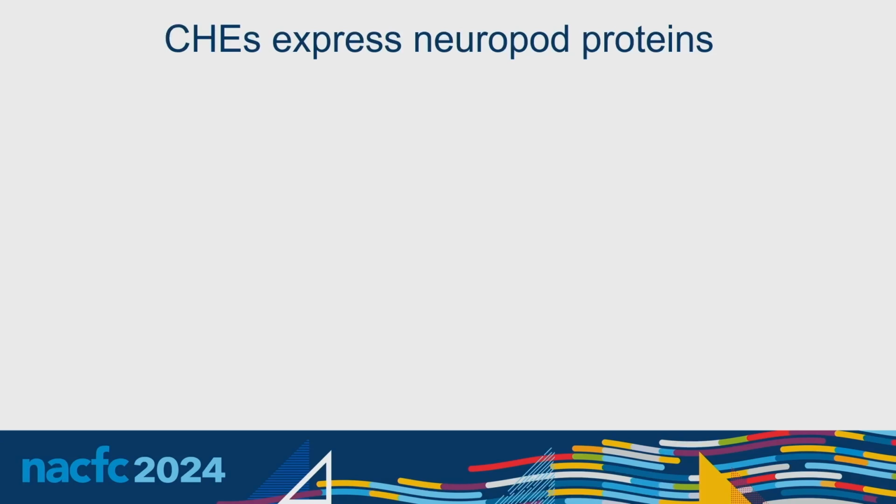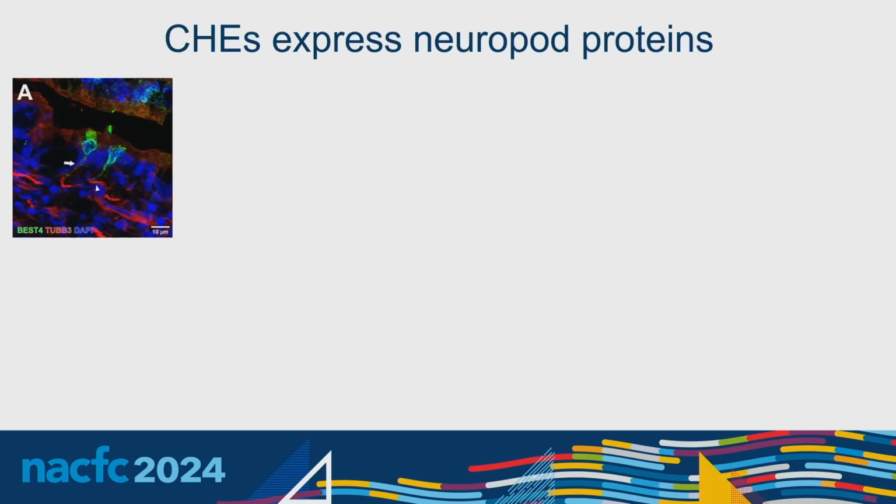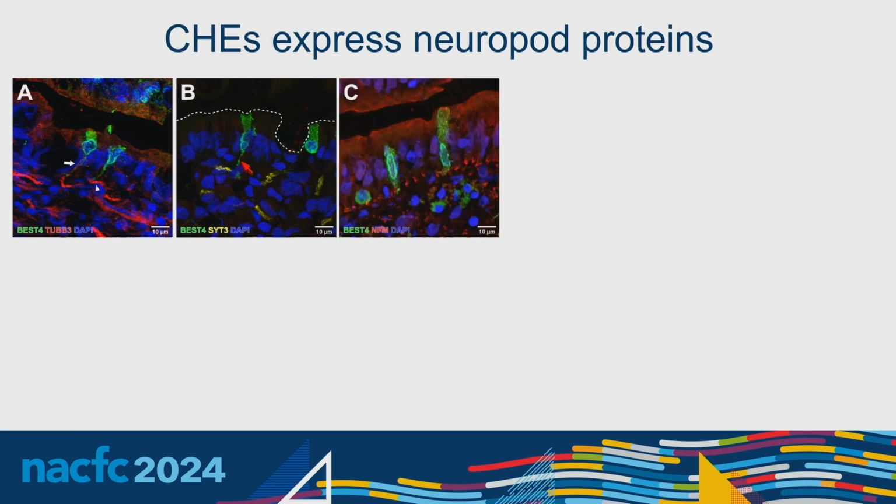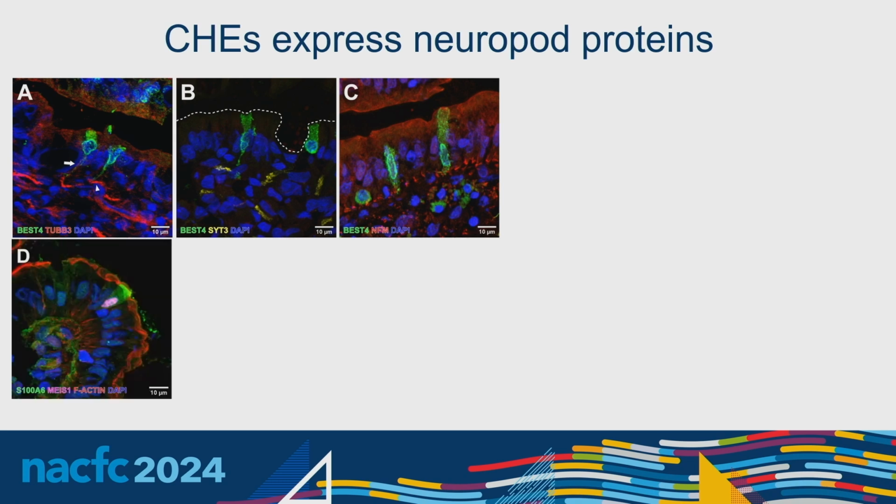So we looked at our proteins in the Chi cells based on the genes. And here you can see TUB3 positive cells in close opposition with BEST4 positive cells in the lamina propria. Similarly, synaptotagmin 3 in yellow in close opposition to the BEST4 positive cell. The neurofilament medium, we find it in the Chi cells but at the base, but also in all epithelial cells on the villus epithelium, indicating that there is some previously unrecognized crosstalk potentially between villus cells and the neuronal system.